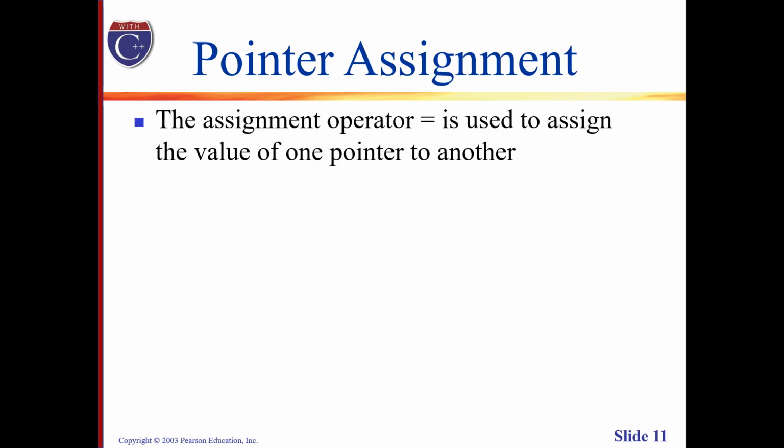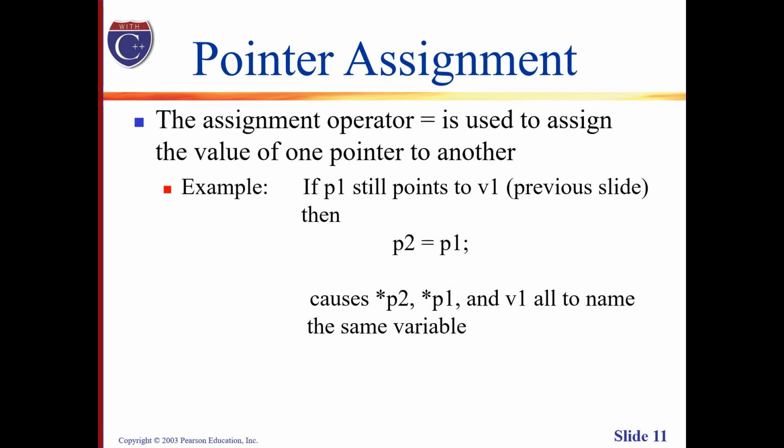Now let's talk about pointer assignment. The assignment operator is used to assign the value of one pointer to another, as what we have seen from the previous slide. Here's an example. For instance, if p1 still points to v1, then we have the following. Therefore, whatever change is reflected on one pointer variable shall also be reflected on the other one. Hence, this causes the following to name the same variable.